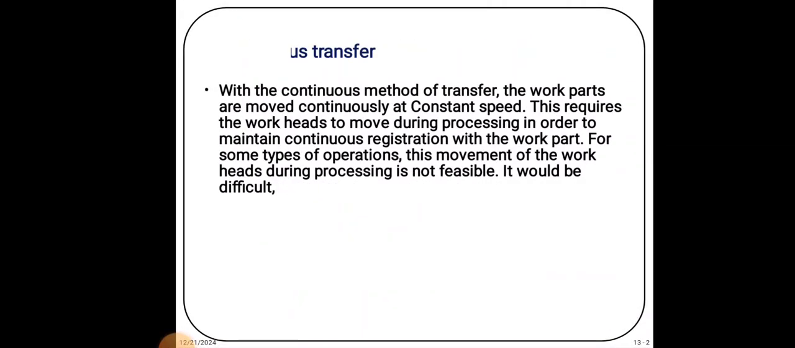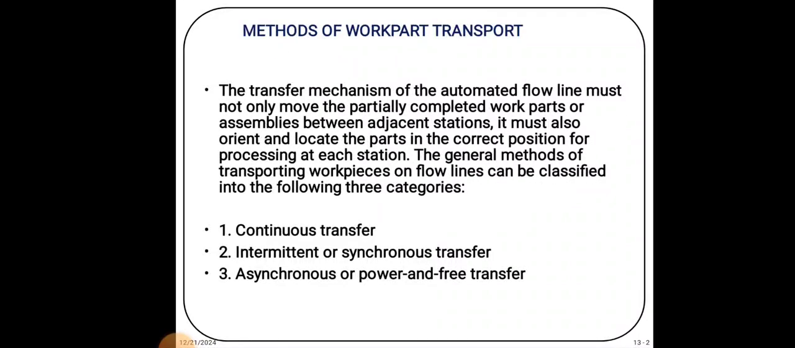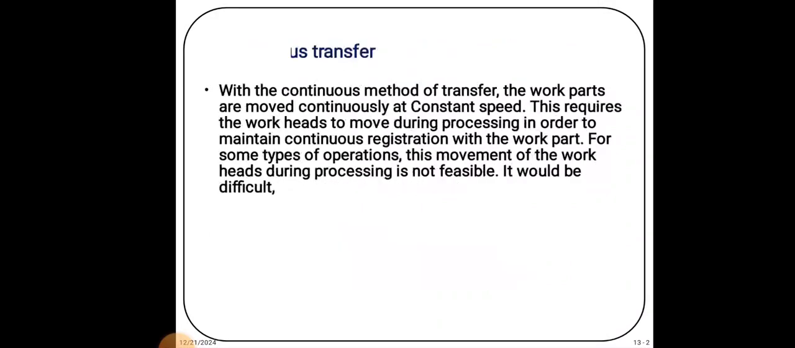First of all, continuous transfer. In the continuous method of transfer, the work parts are moved continuously at constant speed. This requires the workheads to move during processing in order to maintain continuous registration with the work part. For some types of operation, this movement of the workhead during processing is not feasible. It would be difficult. Next, we are going to see intermediate or synchronized transfer.